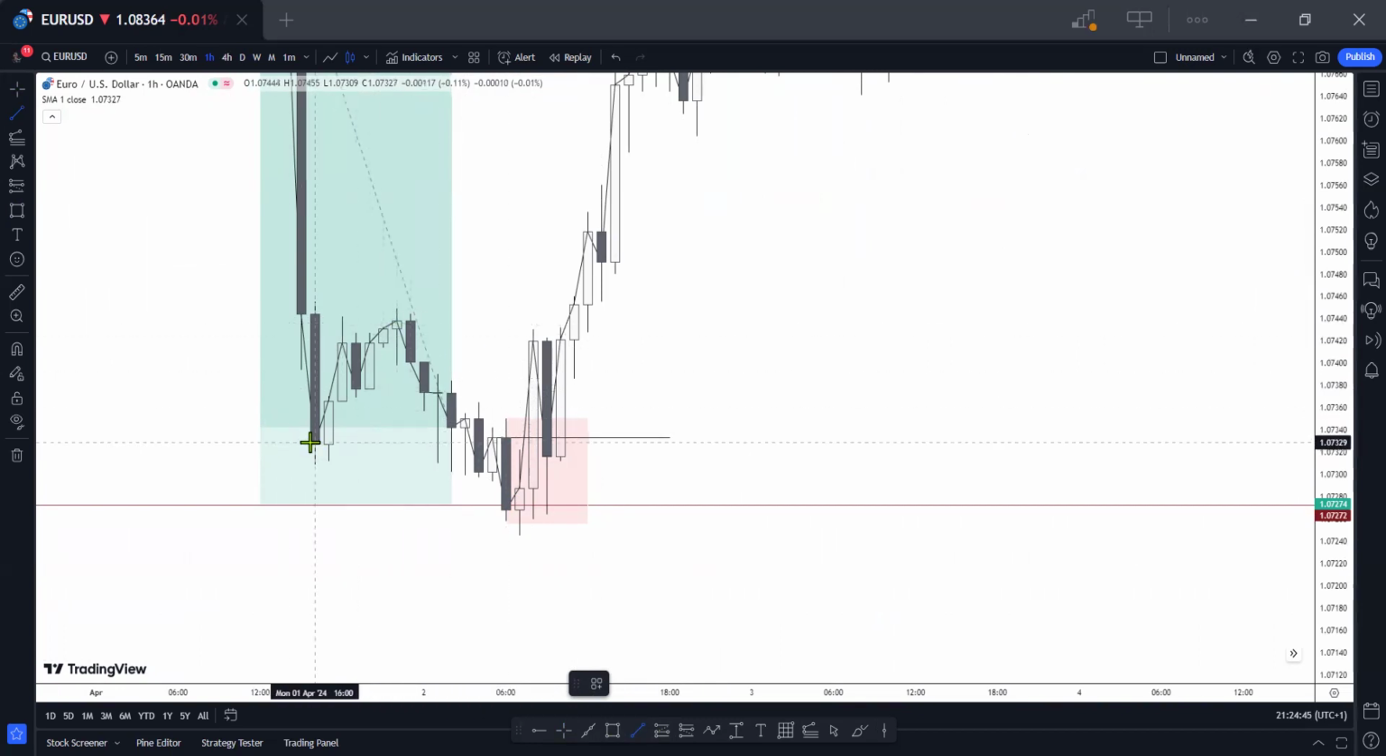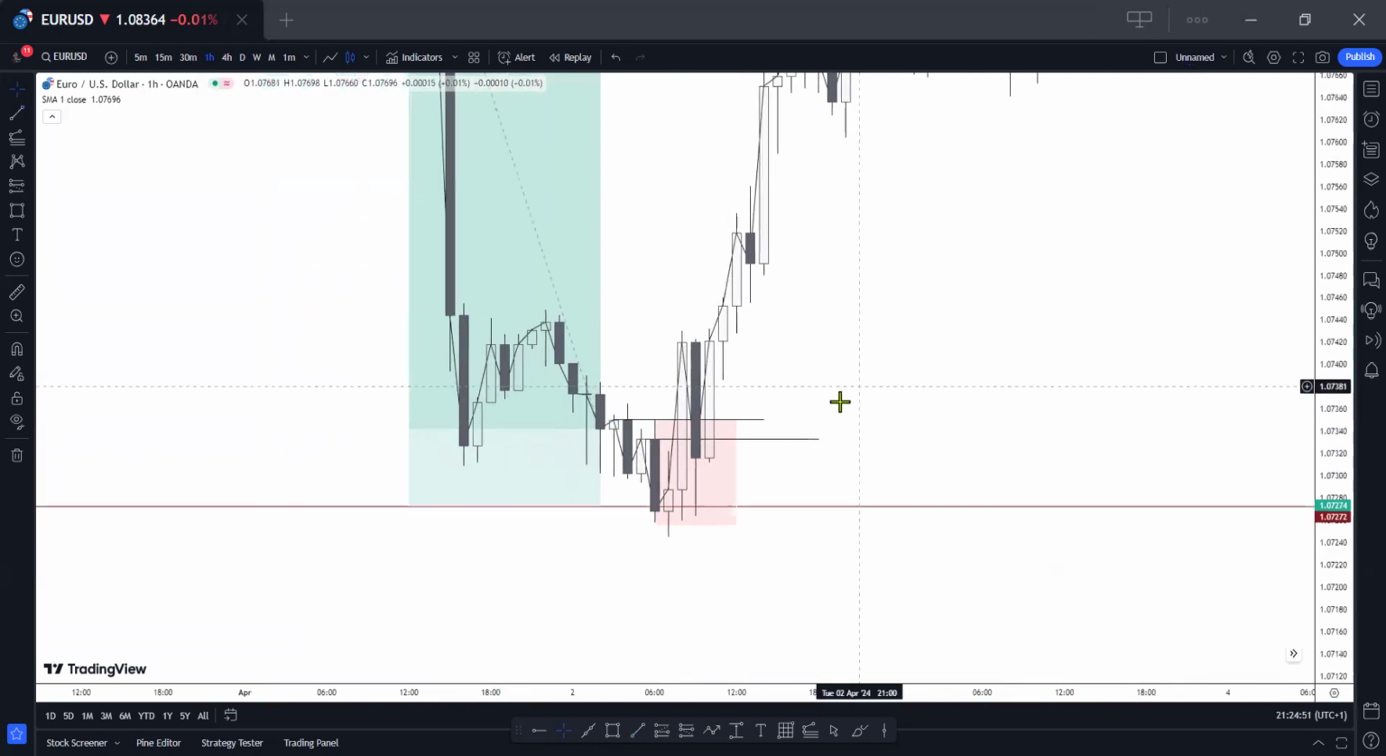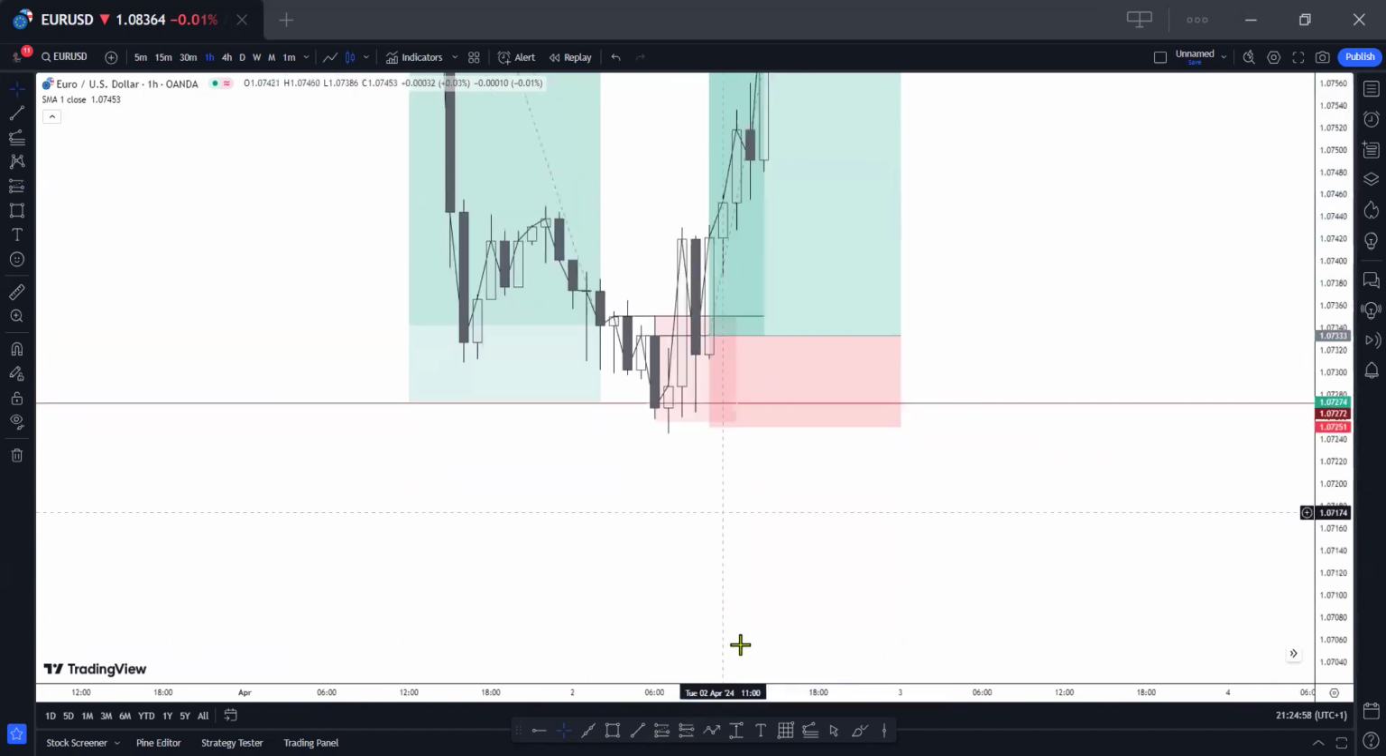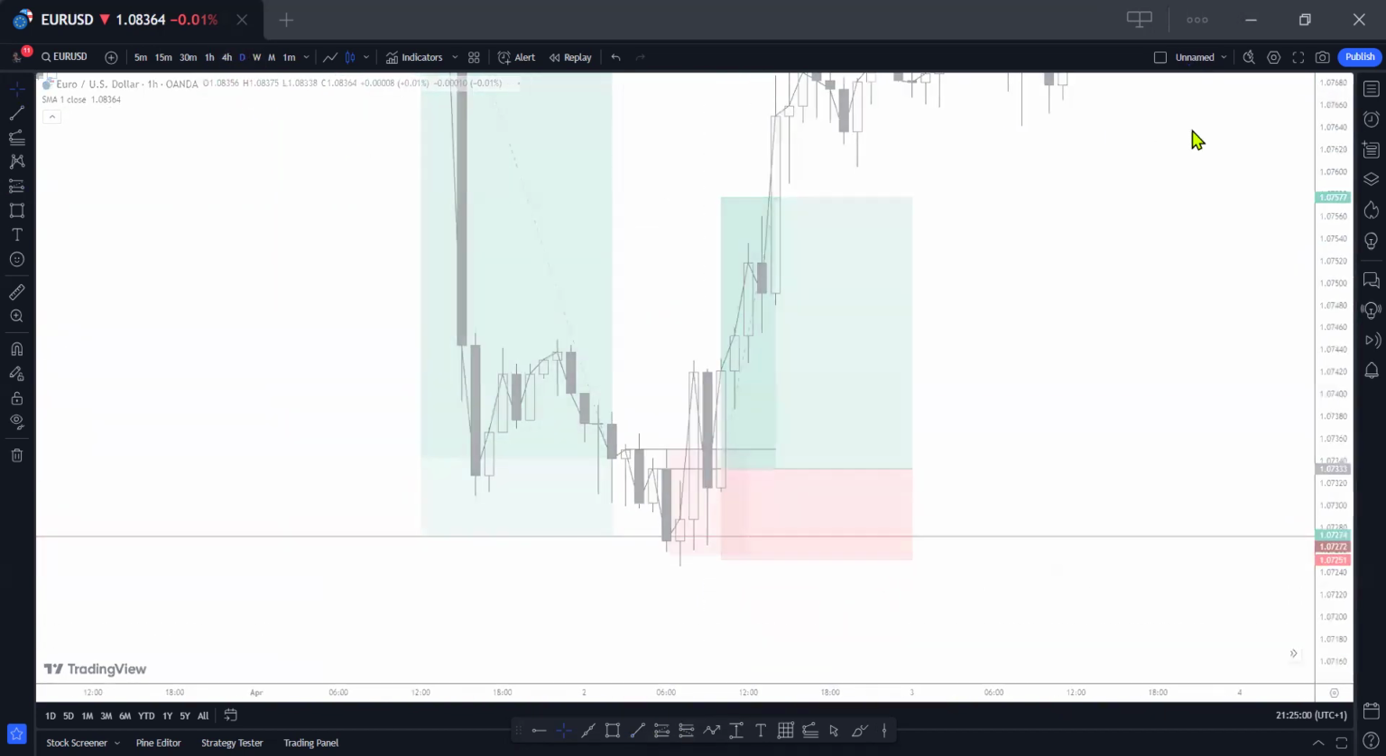Because some people talk about external, internal break of structure and all those things. But yeah, this is the second break for me. Okay. So what would you enter? You enter on this engulfing. Where would your stop be? Stop will be here. Where is your target? The next daily level.